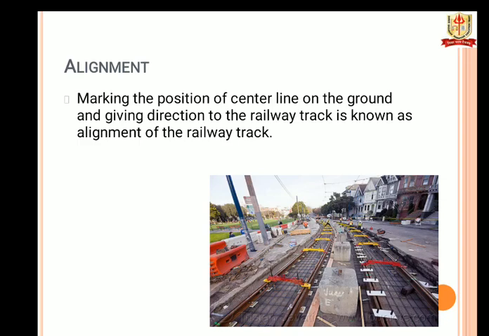Horizontal alignment means the direction of the railway track in the plan, including the straight path and the curve it follows. Vertical alignment means the direction it follows in a vertical plane, including the level track, gradient and vertical curves.